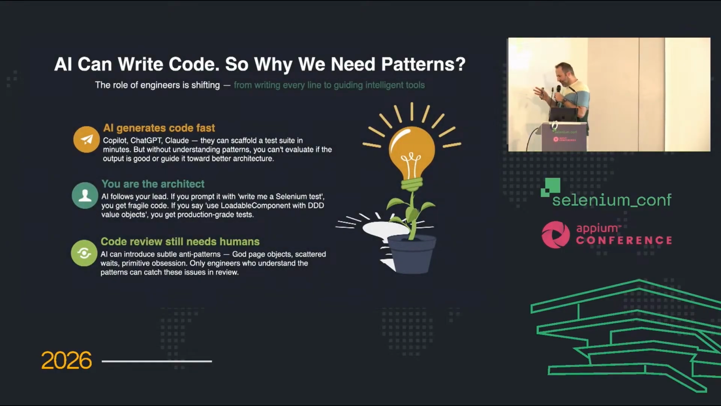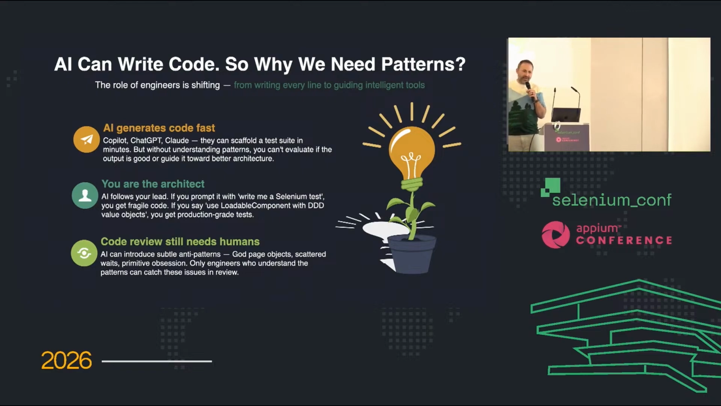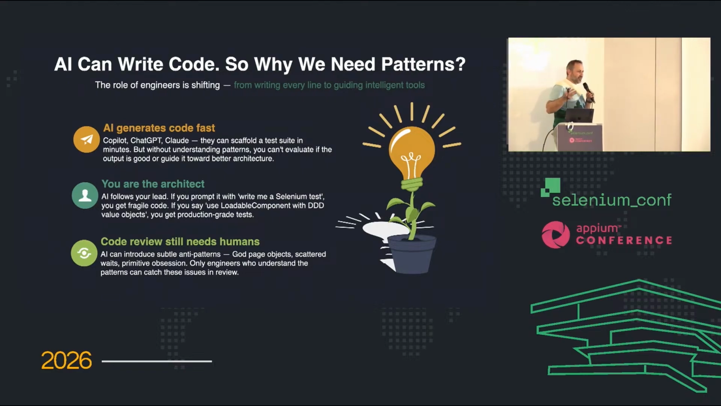Some of you may ask why we need to talk about architectural stuff when AI is generating the code and is doing better and better day by day. So first of all, AI is following you. If you are efficient as a lead, it will generate better code for you. If you just say to the AI, generate a test, it will generate something, but not scalable.